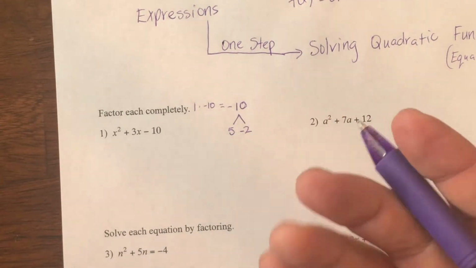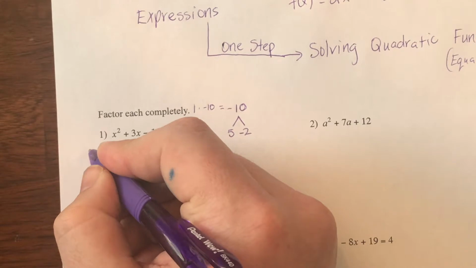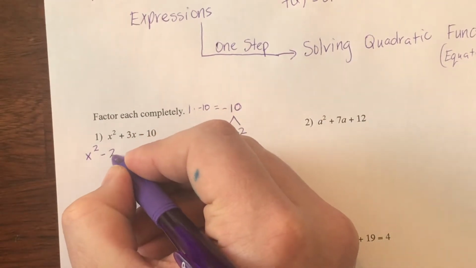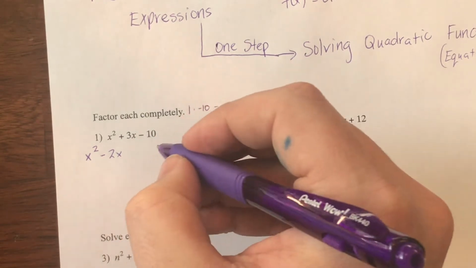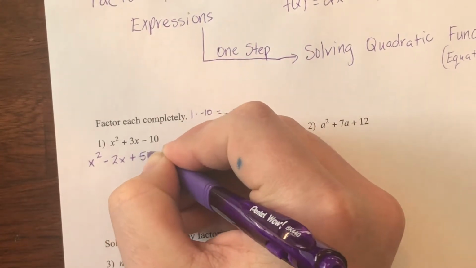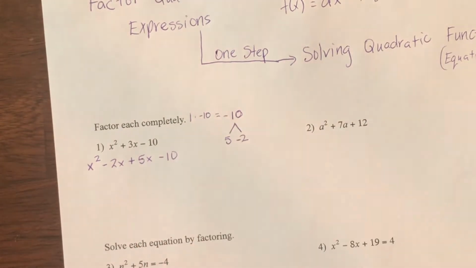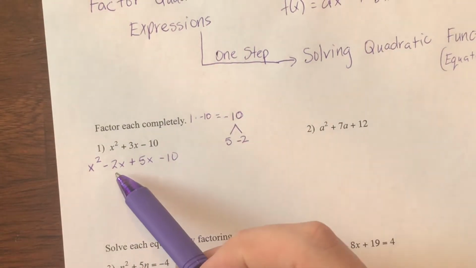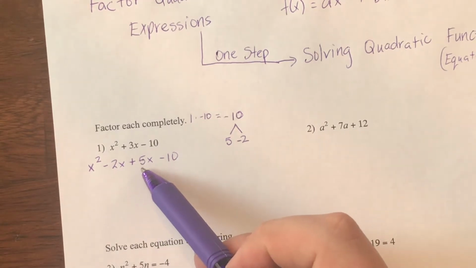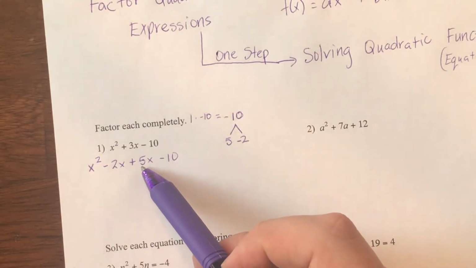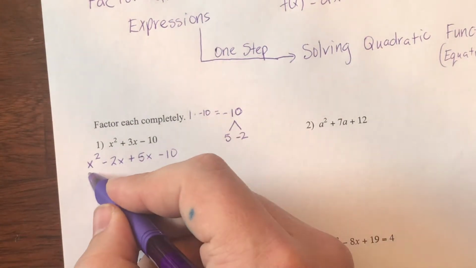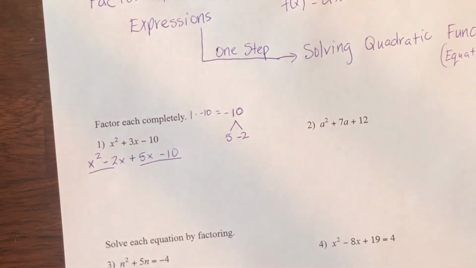So we can rewrite that as x squared minus 2x plus 5x minus 10. I really could have put either one first. Watch this: we changed 3x to negative 2x plus 5x, which still is 3x, so we haven't changed anything. And then we solve by grouping here.